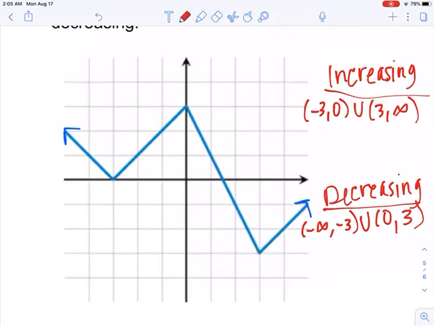Okay. I will tell you that when you have increasing and decreasing intervals, you are always going to have open parentheses, because at these moments where we change directions, we call those our relative minimums and maximums. You're not increasing or decreasing.